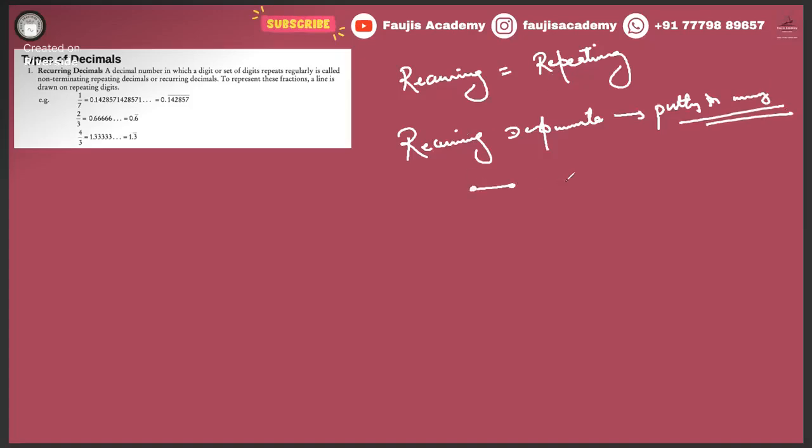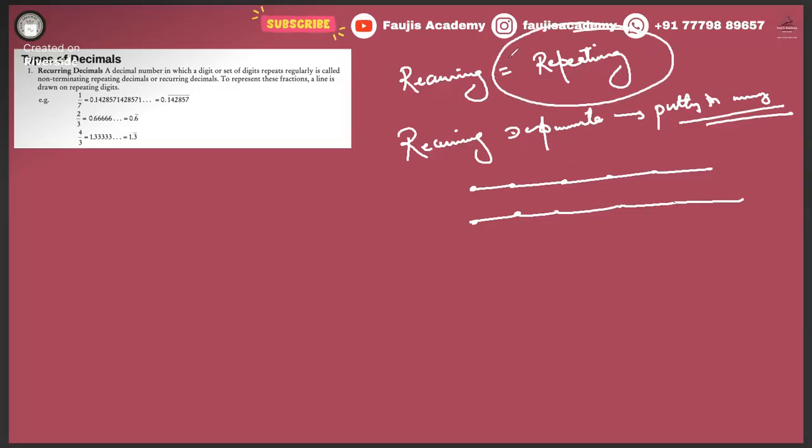After 1 month, 1 month, or let's say 15 days, 15 days, it keeps repeating, right? So a decimal number in which a digit or a set of digits repeats regularly is called non-terminating. Okay, terminating means what?